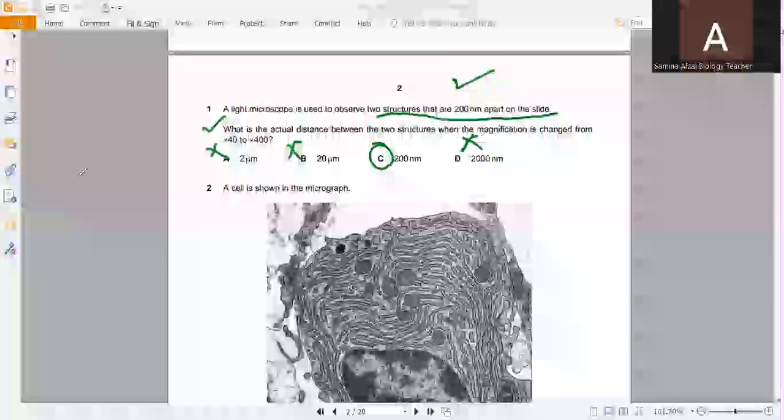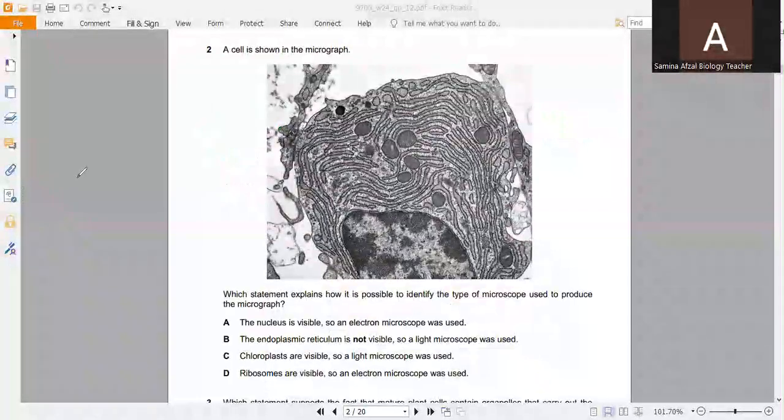Now the question number 2 is, a cell is shown in the micrograph. Which statement explains how it is possible to identify the type of microscope used to produce the micrograph? You can see nucleus is shown, endoplasmic reticulum are there, and you can see a dot-like structure on the endoplasmic reticulum, which are ribosomes. So these different organelles are only visible under the electron microscope.